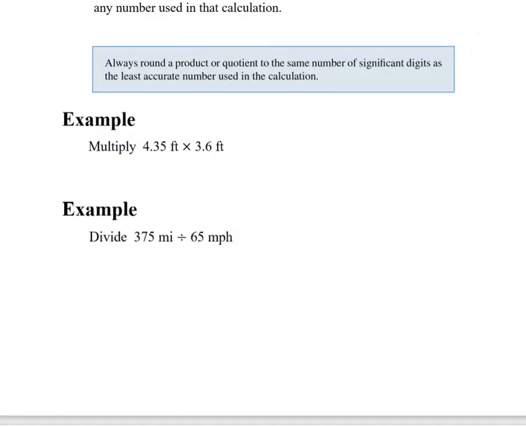So if we multiply 4.35 times 3.6, that's going to get us 15.66, and then we've got feet times feet, which is going to give us feet squared. Now remember, when we round here, the least precise is going to be the 6, so we're going to round to the tenths place. So we would look next door, and since that is 5 or bigger, this is going to become 15.7.